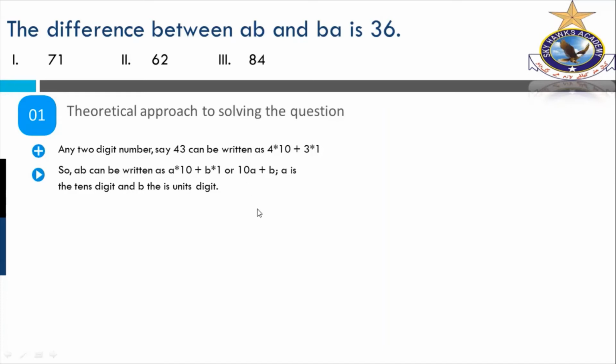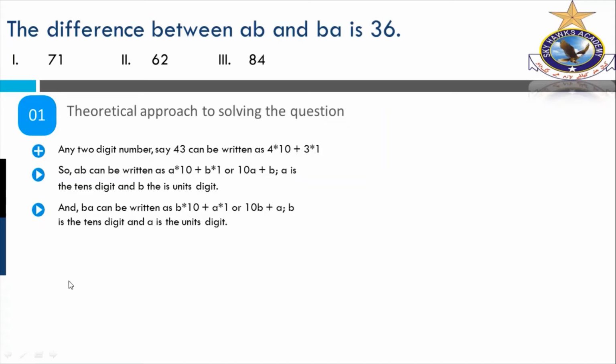Once again, there was a condition that if you are reversing the order, what will happen? BA, if we reverse the order, can be written as follows. Now B is the second one, so it must be multiplied with 10, and A will become the unit place, so A multiplied by 1. In this way, we have 10B plus A. So B is the tens digit and A is the unit digit. So now we have two things over here: 10A plus B and 10B plus A.